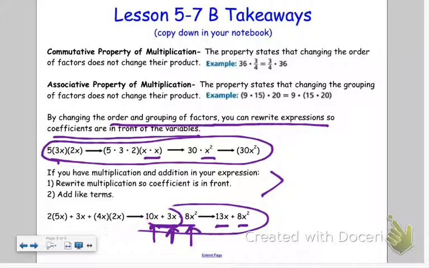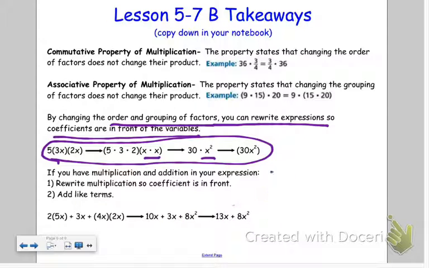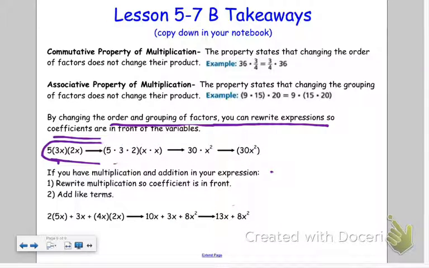So you can take some time to record these takeaways, and make sure you record the examples. The examples are going to be really helpful to you when you go in later and try to remember how to do all of these things.